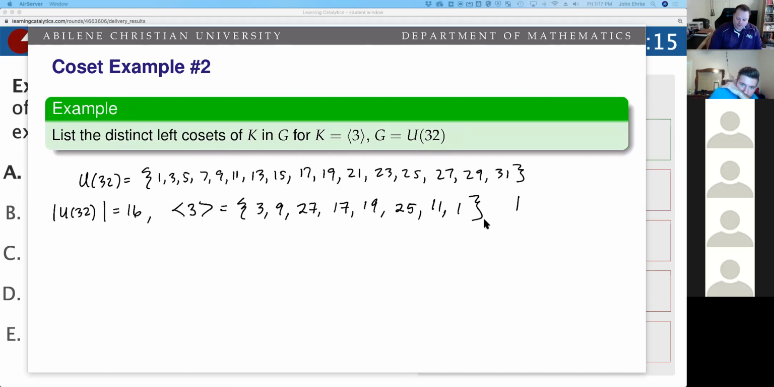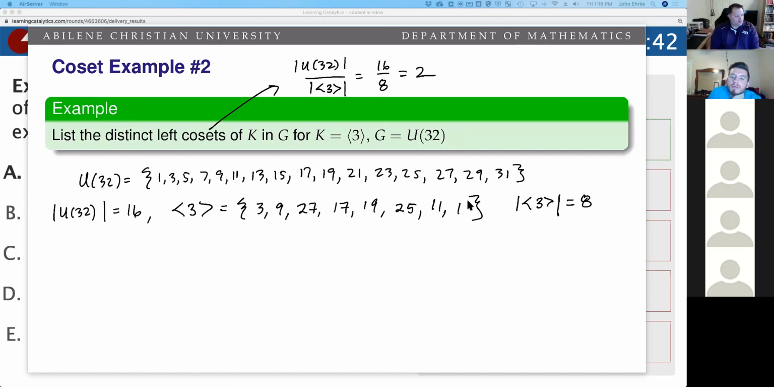Now, the reason that there are only 2 is that the order of this cyclic subgroup is 8. You can tell that there are 8 elements. And so if things follow as planned, the number of left cosets is the order of the group, that's what we've been seeing, divided by the order of the subgroup. So the order of the group is 16, divided by 8. That's why we expect there to be 2.